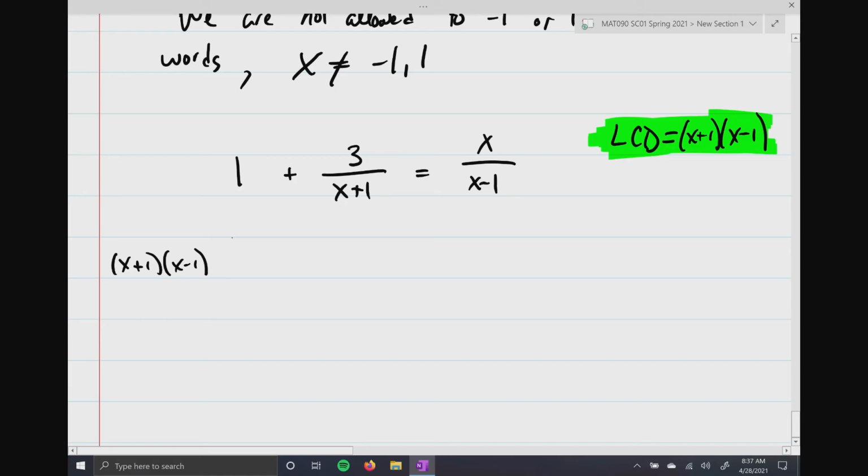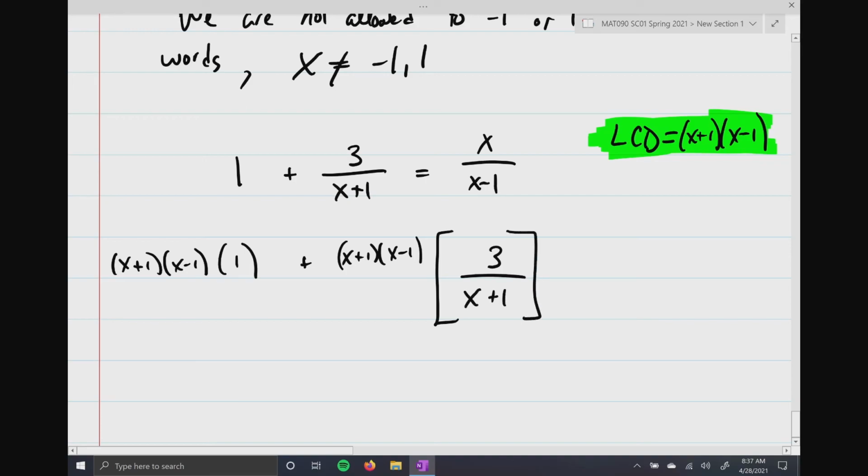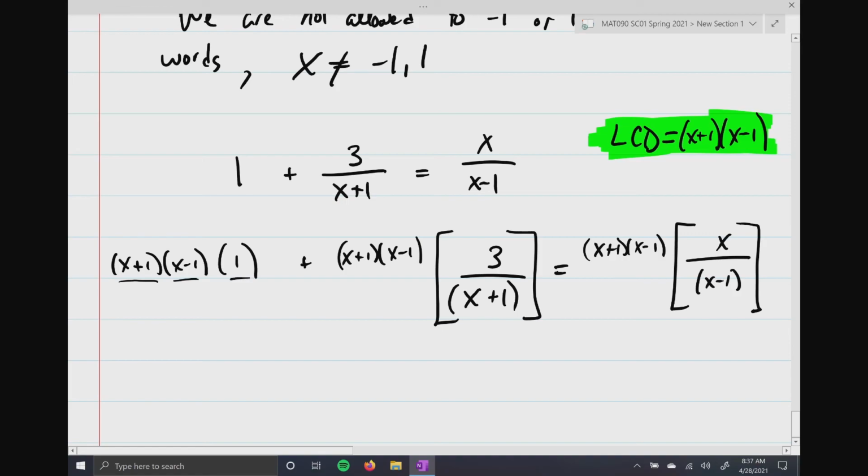(x+1) times (x-1). That's times 1. So that's the first one. Now, (x+1) times (x-1) multiplied by 3/(x+1). And I'll put the x+1 in parentheses. And lastly, the right-hand side. Okay, now let's just go left to right. (x+1) times (x-1) times 1. Does anybody notice anything about x+1 and x-1? What are they?